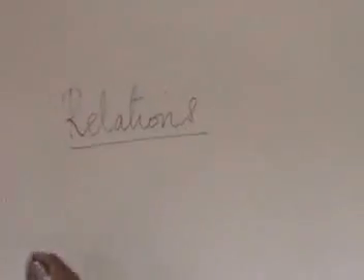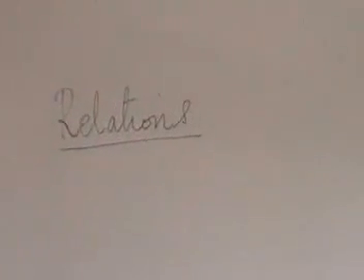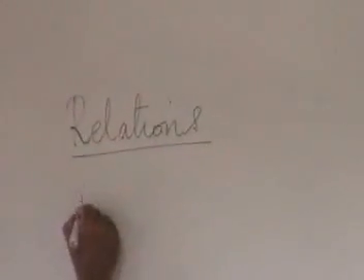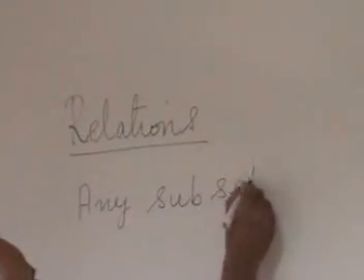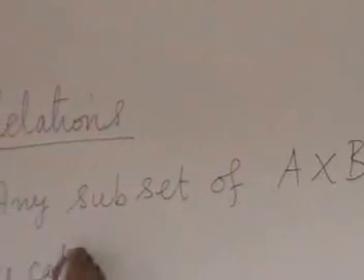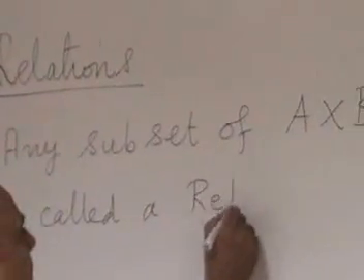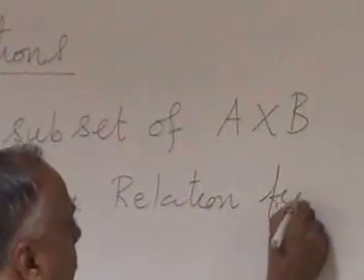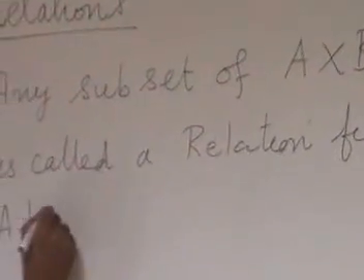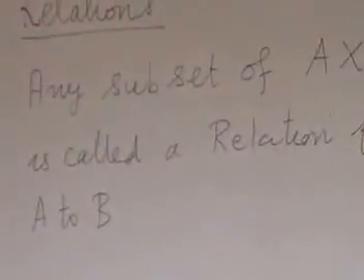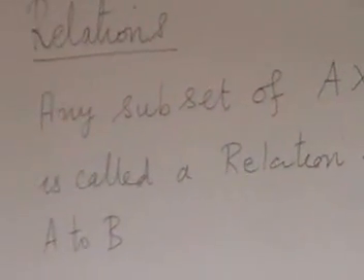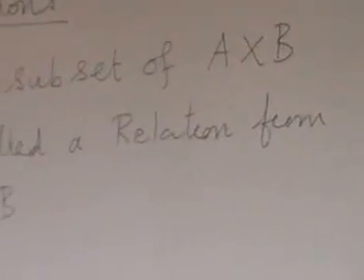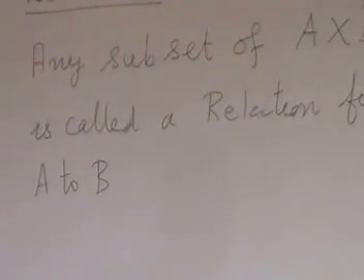Alright. So by a relation, formally, let me say what I mean. Any subset of A cross B is called a relation from A to B, where A and B are any two sets. If you take two sets A and B, any subset of A cross B is called a relation from A to B. It is not a very difficult thing to understand. It's a formal way of writing the relation.